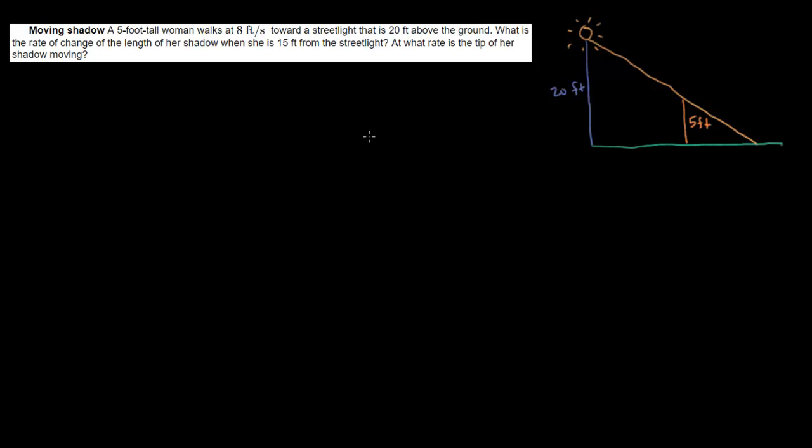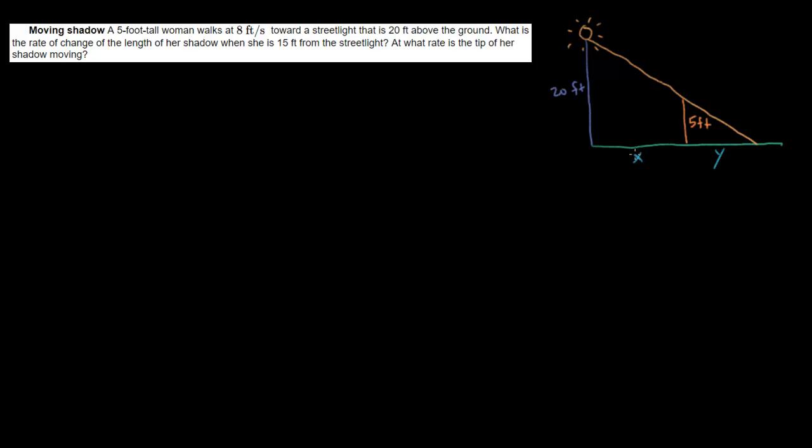Now let's see, is there any kind of information we know? Eventually we're going to talk about when she's 15 feet away from the street light. We have a 20-foot light pole and a 5-foot woman. Now we need to define some variables. It doesn't really matter here. I'm going to use x's and y's, probably the most basic way. So let's just say that this distance here is x, and this distance is y.